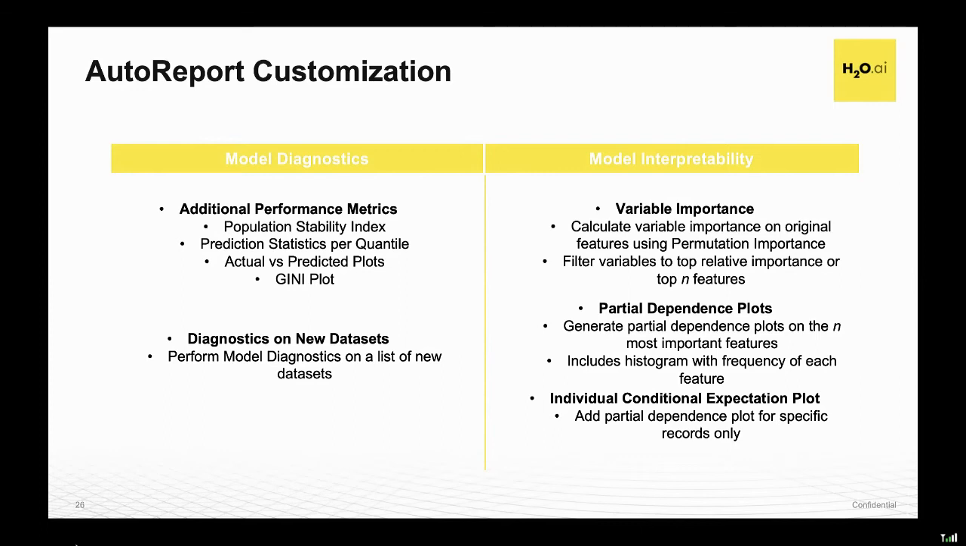All right, the other types of customizations we have today are going to be around model interpretability. So we do have a full section in the Driverless UI on machine learning interpretability, but you may want to incorporate this in your auto report as well. And so you have the ability to add in variable importance, partial dependency plots, and ICE plots. And there's lots of features here. So if you're interested in customizing your auto report, this can be found in the config documentation for Driverless AI.